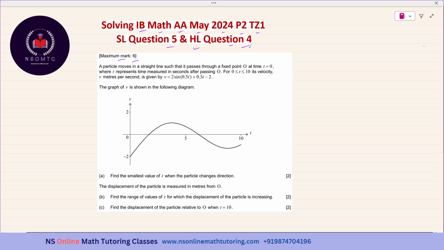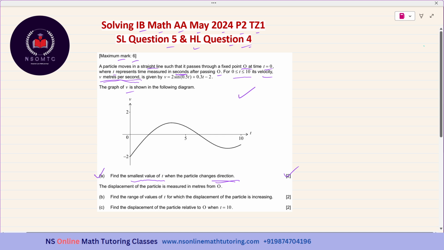The maximum mark is 6. It is saying a particle moves in a straight line such that it passes through a fixed point O at time t equal to 0, where t represents the time measured in seconds after passing O. For t greater than or equal to 0 but less than or equal to 10, its velocity v meters per second is given by v equal to 2 sine 0.5t plus 0.3t minus 2, and the graph of v is shown in the following diagram. Part A's question is find the smallest value of t when the particle changes direction. It contains just 2 marks.